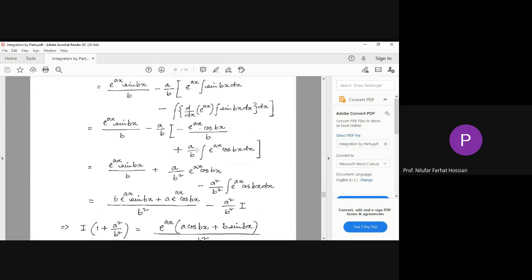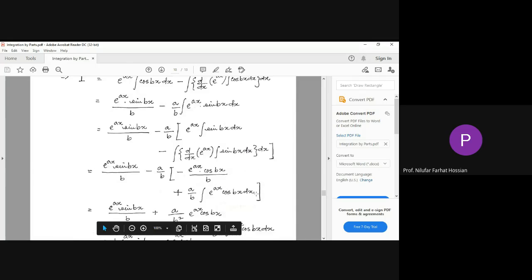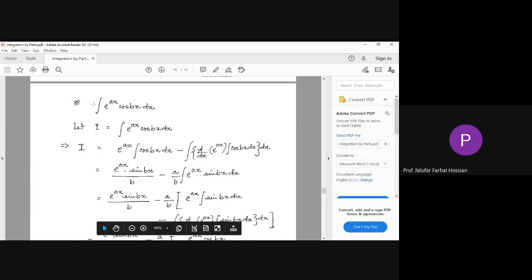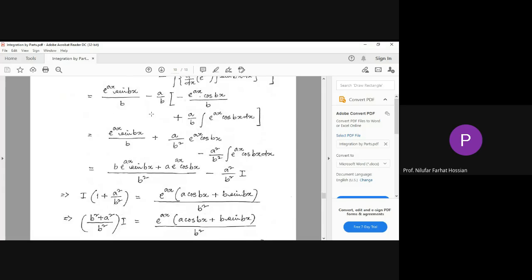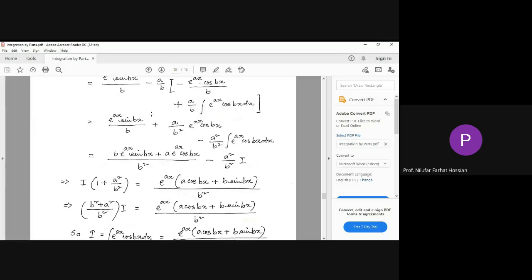A by b into a by b. So it should be a square by b square into integral of e to the power ax cos bx. So you see, you are getting the same thing from where you started. Integral e to the power ax cos bx dx. Here, after performing the integration by parts twice, you are getting the same thing. So this integral means it is I.